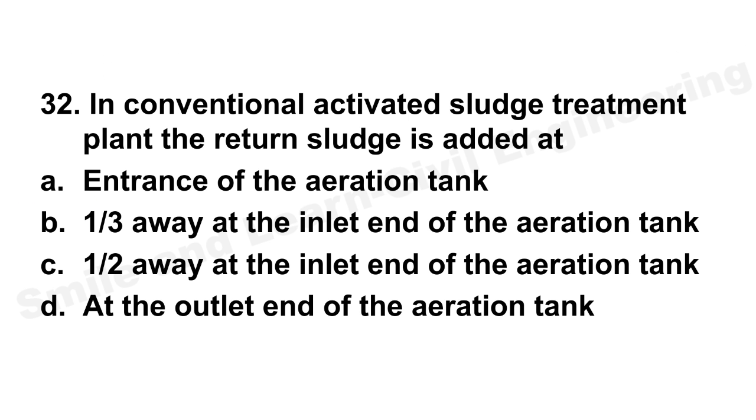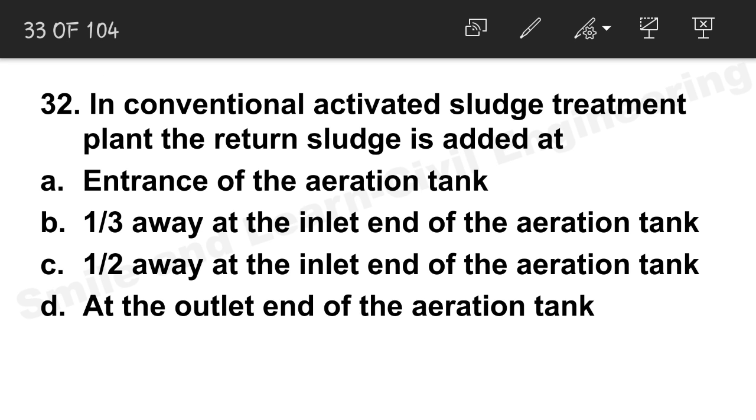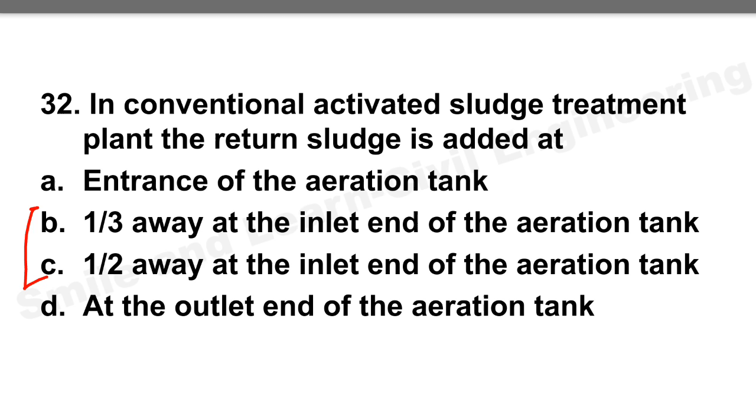Question number 32. In conventional activated sludge treatment plant, the return sludge is added. I am not sure about the answer. It will be one-third or half, between B and C. If you know the answer, please reply in the comment section.